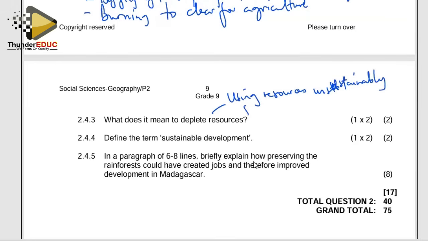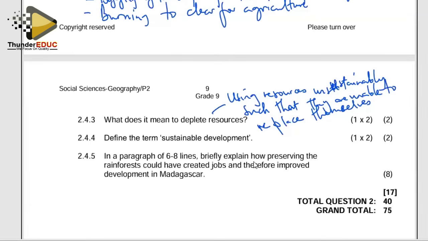Unsustainably, such that they are unable to replace themselves. If resources are unable to replace themselves, it means now they are getting finished. And automatically, if we use them at a rate which is unsustainable without thinking about the future, automatically we are going to consume them at a rate that they cannot replace themselves and they will get finished. Right.